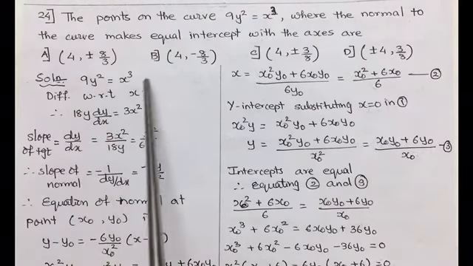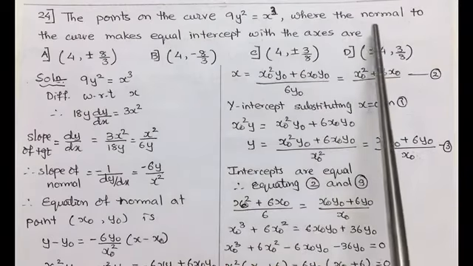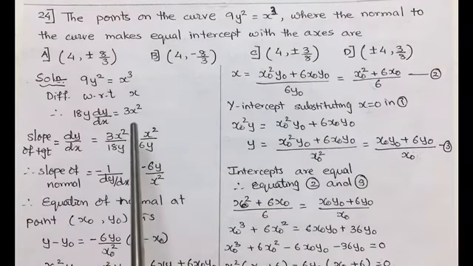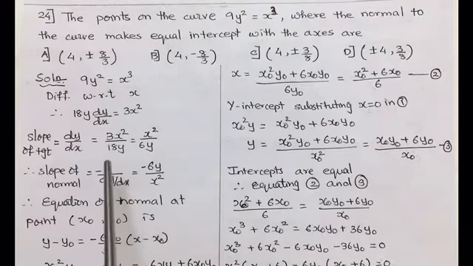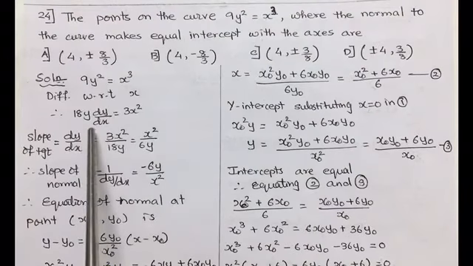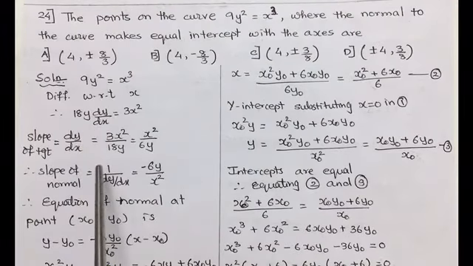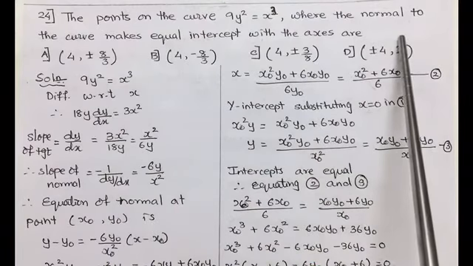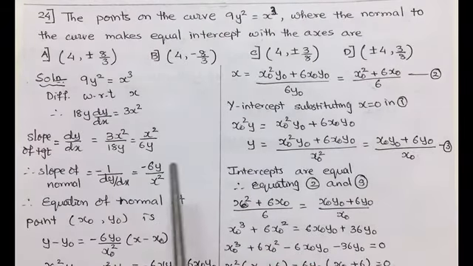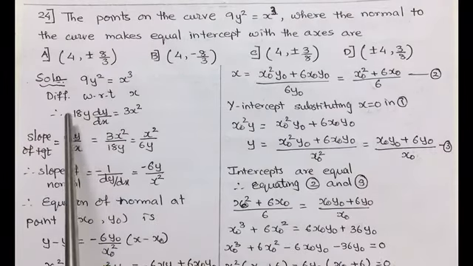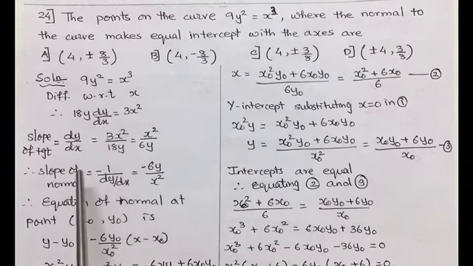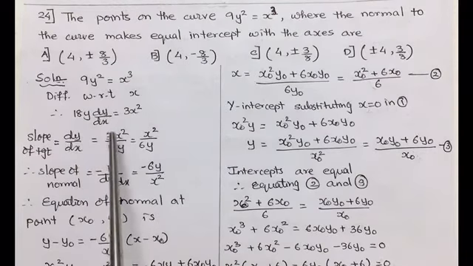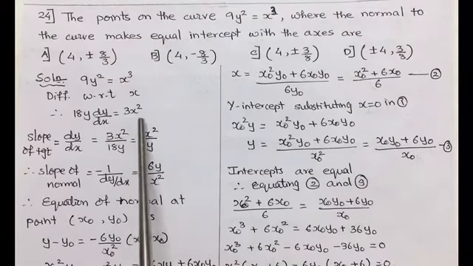Now to calculate the equation of the normal, the first part in this example is calculating the equation of normal. For that we need slope and point. Now slope and point both are not given. So for that we begin the calculation by differentiating the curve with respect to x. So we get 18y dy by dx is equal to 3x square.